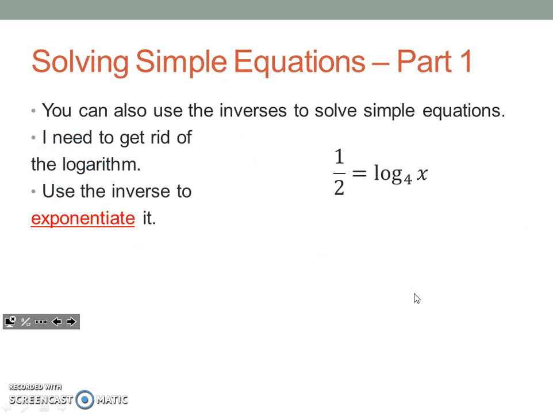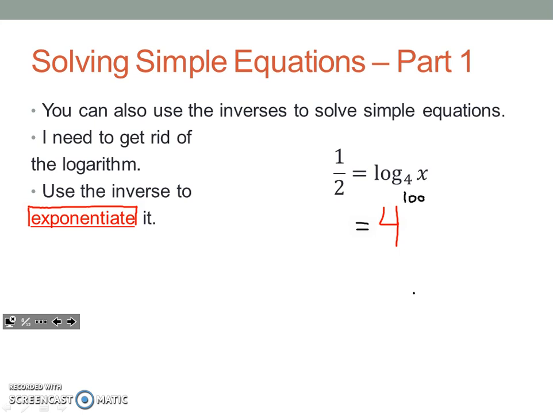I've got 1/2 equals log base 4 of x. Now we've got to use inverses to get the x by itself. So if I have a log base 4, I'm trying to cancel. This is a log base 4, so that means I need to use an exponential function. This is something you haven't heard of before. You've never seen it, but it is called exponentiating. So what I'm going to do is exponentiate this with a base of 4.